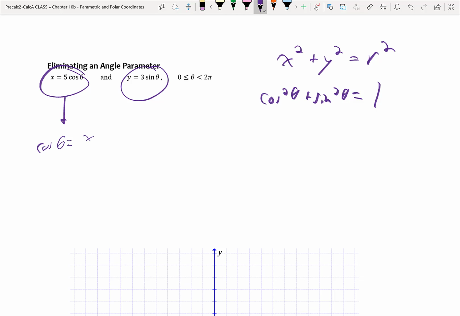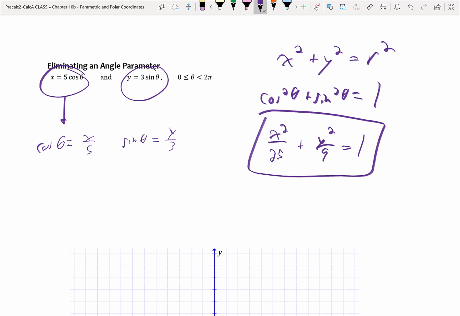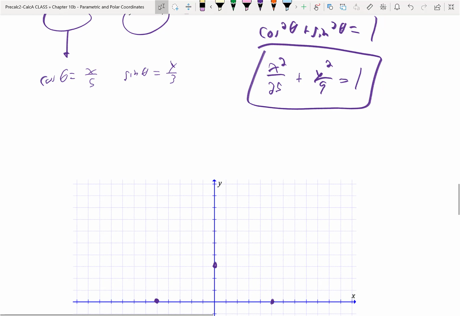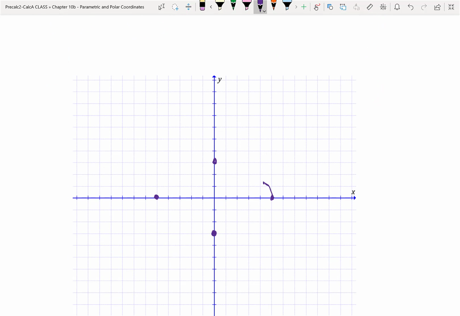Cosine of theta is equal to x over 5. Sine of theta is equal to y over 3. And plugging each of those in gives me x squared over 25 plus y squared over 9 is equal to 1. And boom, you have your ellipse. Same idea, but an interrelationship between the two. And as that ellipse goes from an angle of 0 to 2 pi, the tracing of the ellipse happens in this direction. One complete cycle all the way back.